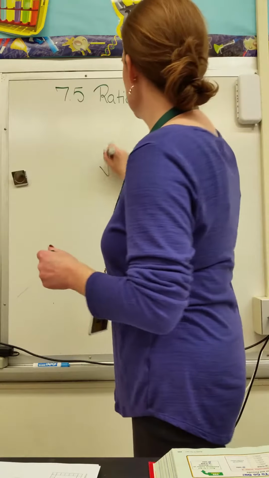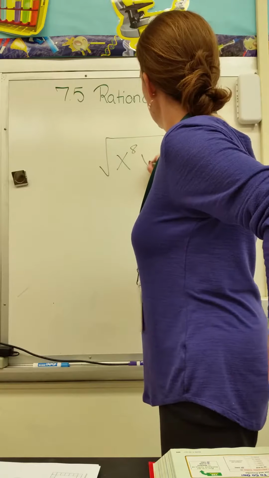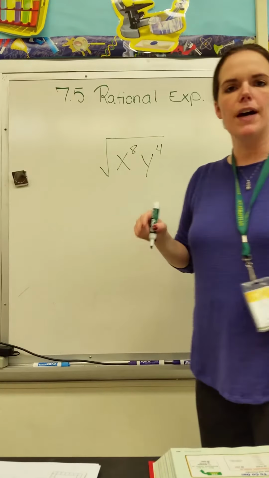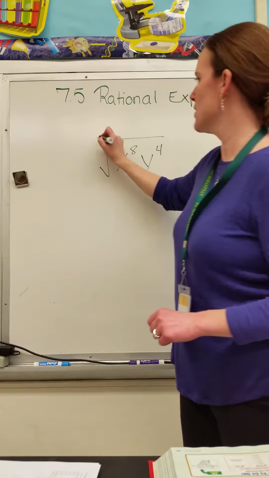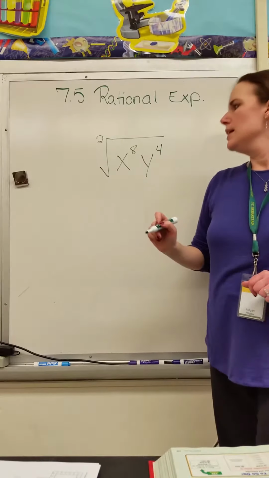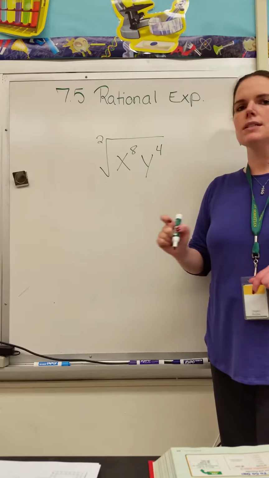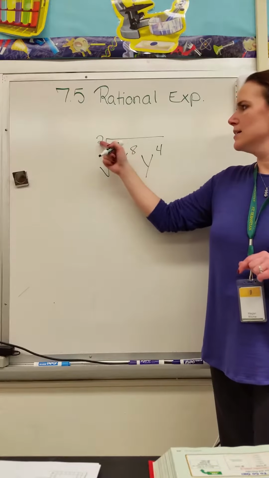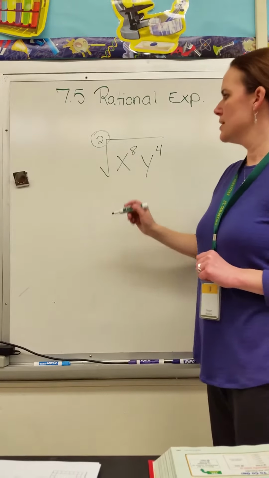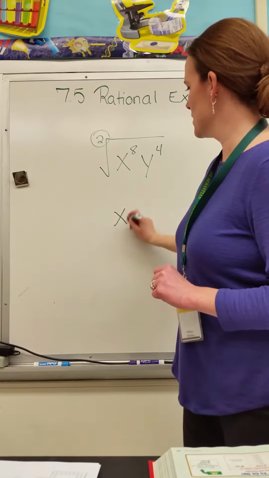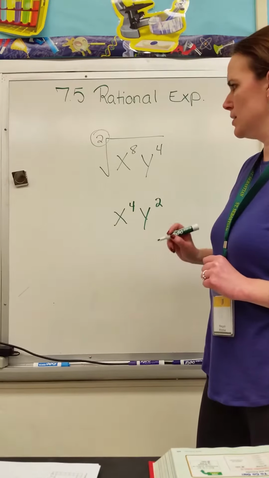So they have problems where they use variables. So x to the 8th, y to the 4th, and they want you to simplify it. Well, keep in mind if there's nothing out here, there's actually an invisible 2. And when you have variables, you can essentially just divide by whatever this number is. So this would end up being x to the 4th, y squared.